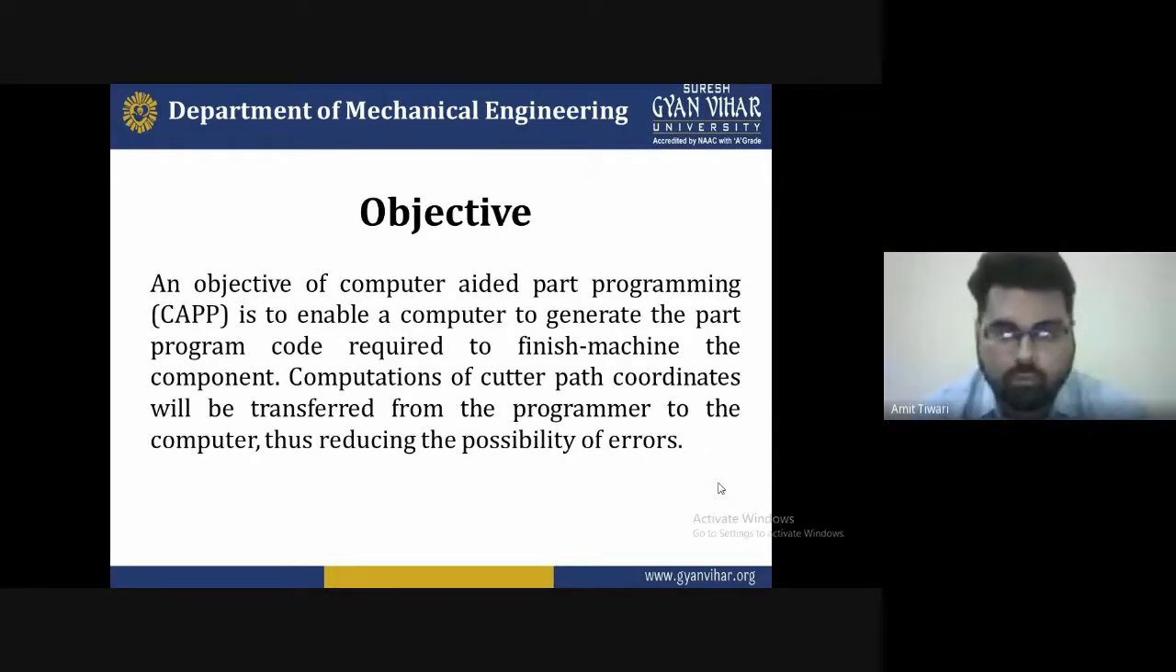The objective of computer-aided programming is to enable a computer to generate the part program code for each machined component. The computations of the cutter unit will be transferred from the programmer to the computer, thus reducing the possibility of error. So today our objective is computer-aided part programming, where we have to use the motion command to move the tools, or to move the workpiece, or to move the axes around the coordinates we are working on, the x-axis, y-axis and z-axis.